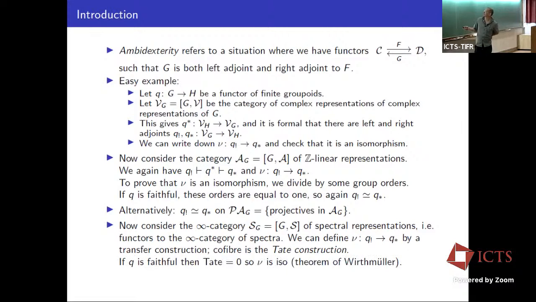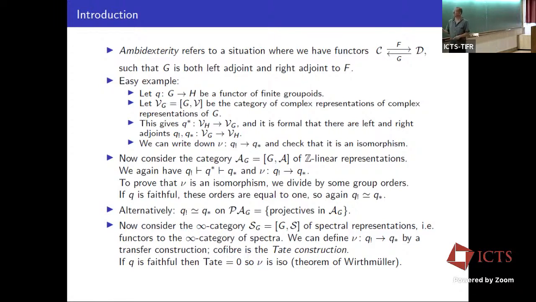Again, it's going to work out that in the case where Q is faithful, then this nu here is going to be an isomorphism. That's essentially what's known as the theorem of Wirthmüller in equivariant stable homotopy theory. And we've heard various things about Tate constructions in John's talks. The Tate construction is more or less just going to be the cofiber of this nu.